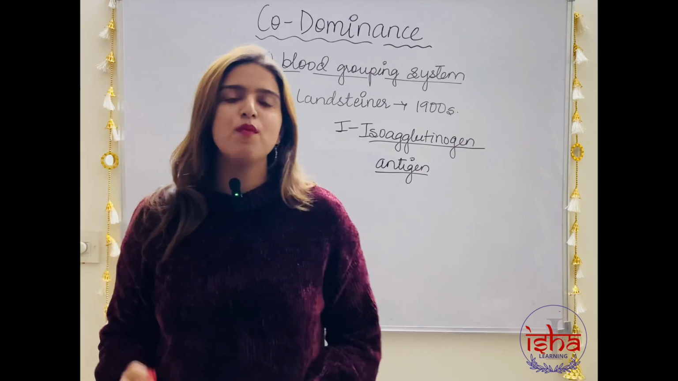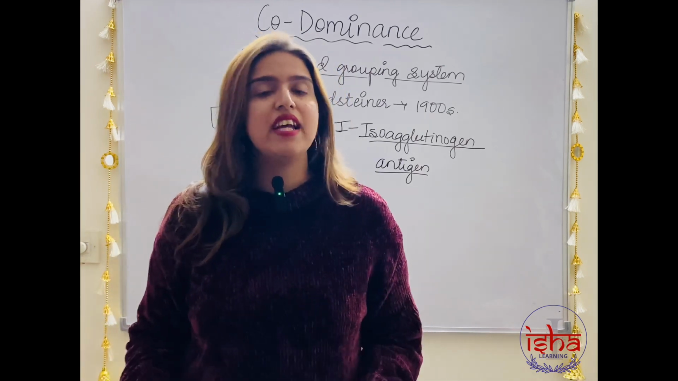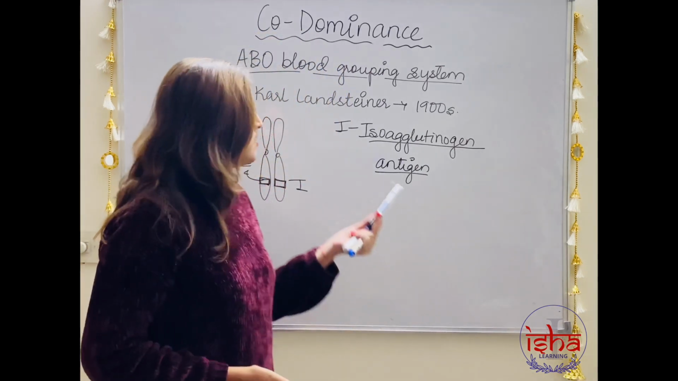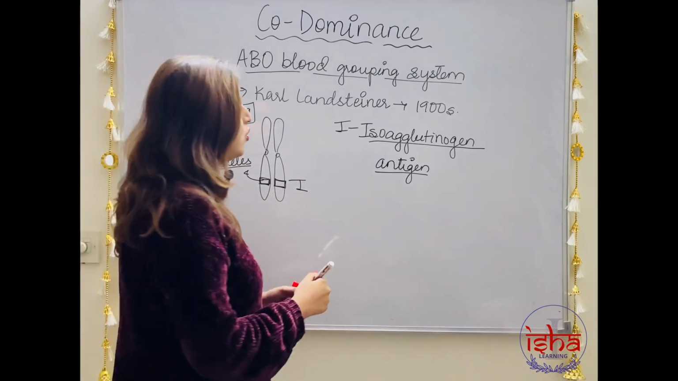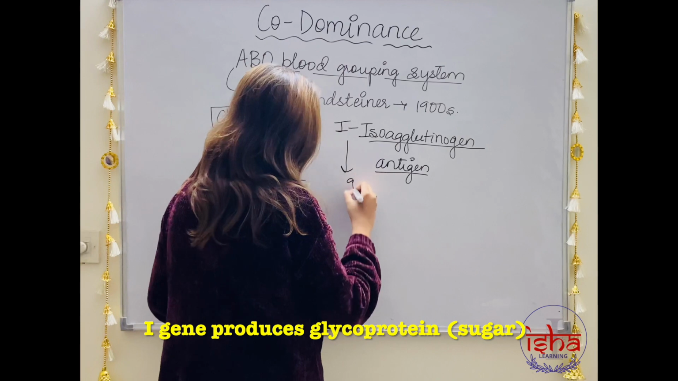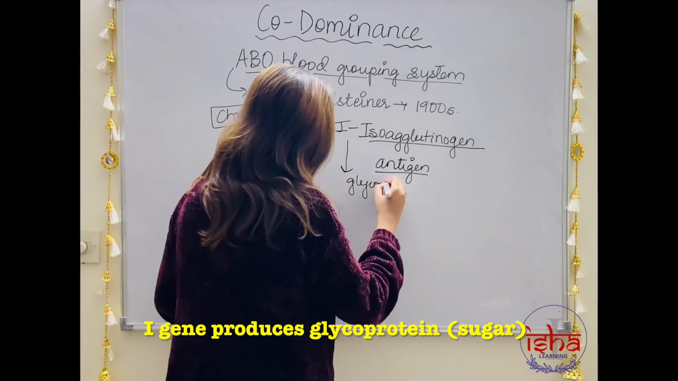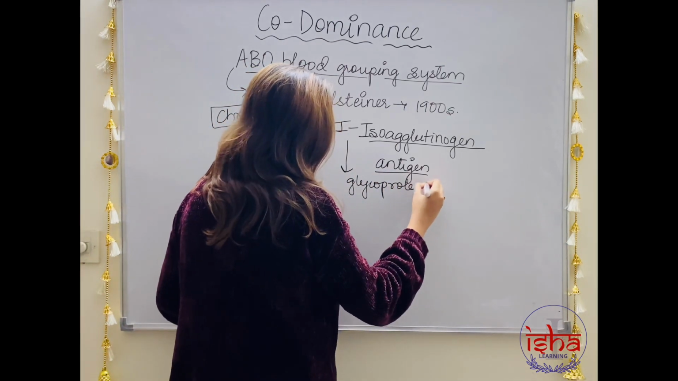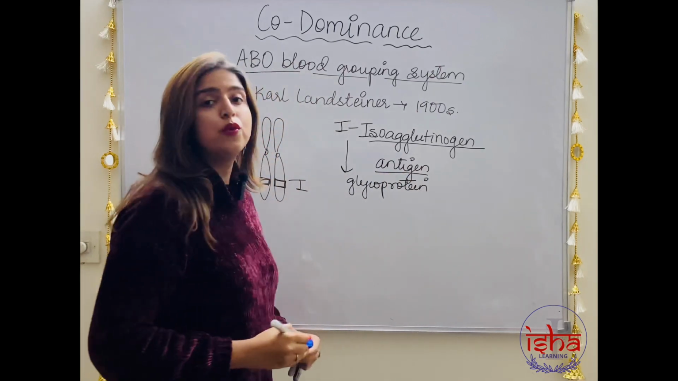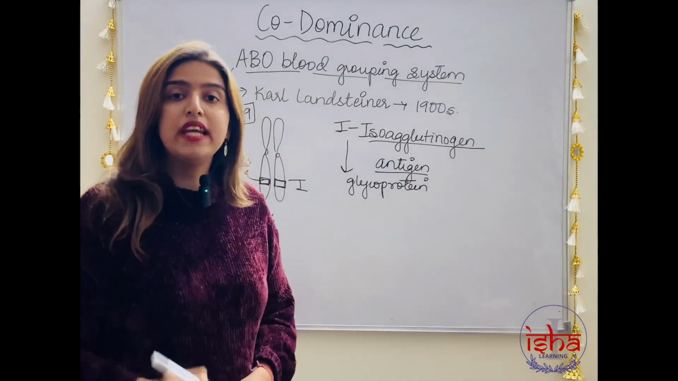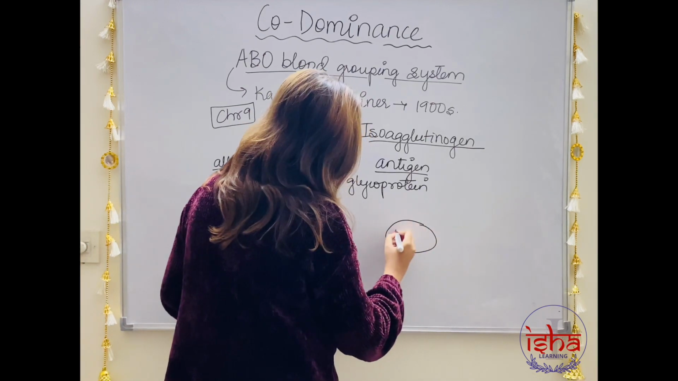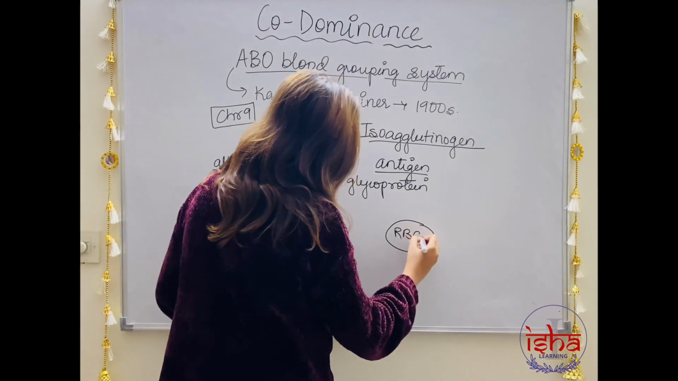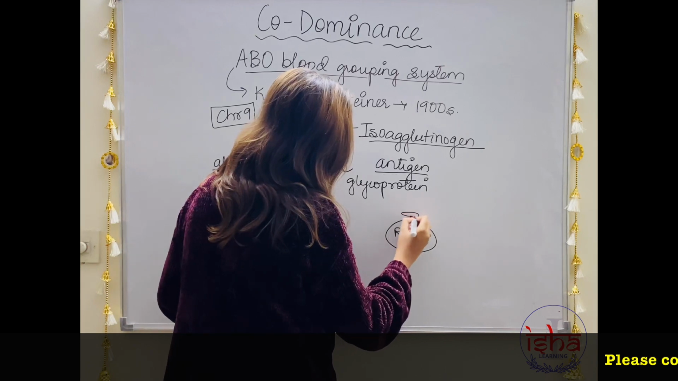It's basically a molecule that is going to activate the immune system. This I gene produces a sugar, basically a glycoprotein, that serves as an antigen. Where is this glycoprotein located? It is located on the surface of the RBC. So this is my red blood cell and on its surface there is going to be a sugar.